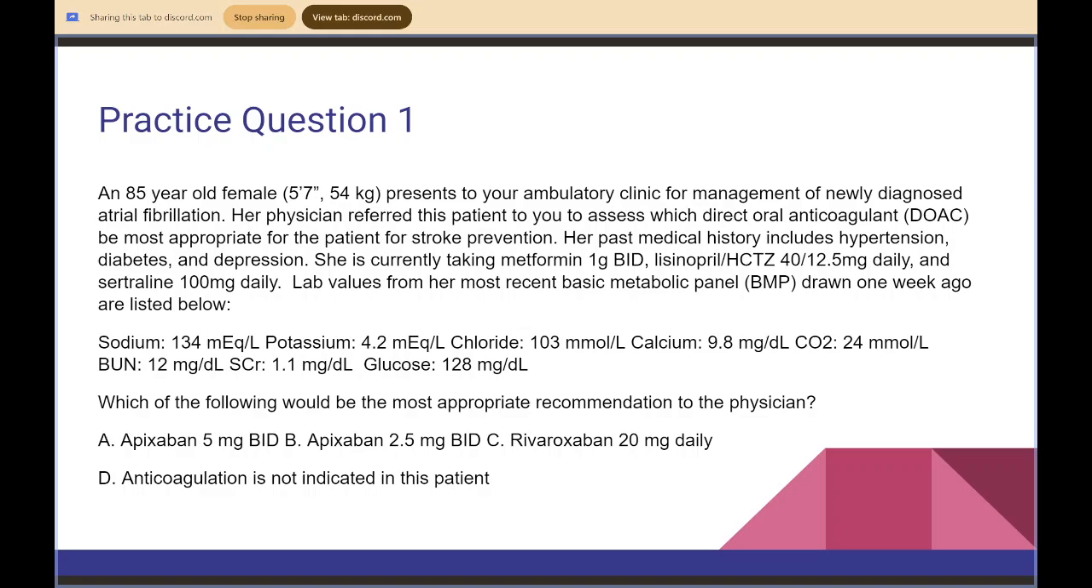Now, choice C, rivaroxaban, as you know, is a factor 10A inhibitor. This patient has a creatinine clearance of 31.9 mL per minute if we did the Cockcroft-Gault equation. Because that is their creatinine clearance, we would want to do 15 mg daily instead of 20. So rivaroxaban could be a correct choice, however, the dosage is incorrect. And then D, because we're choosing one of the three options, D is incorrect.